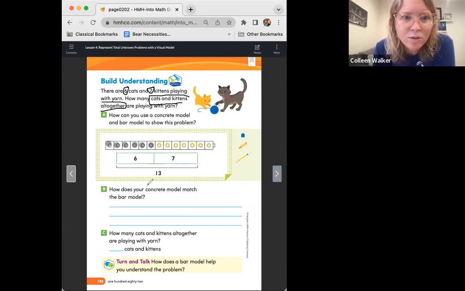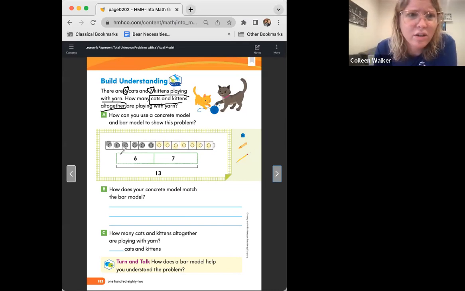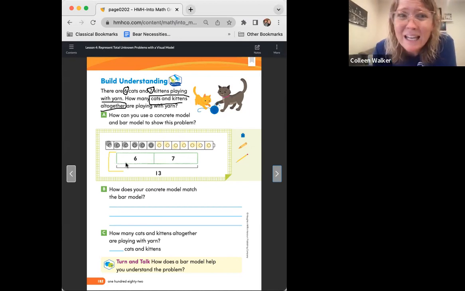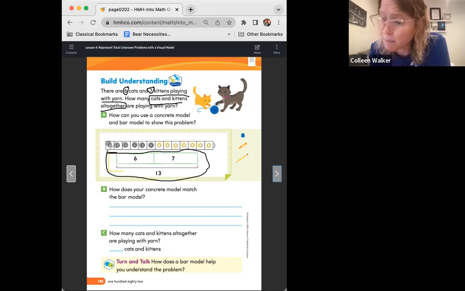It says, how does your concrete model match the bar model? First of all, boys and girls, I know we haven't seen this in our math book this year, so let's talk about it real quick. My question for you is, what do these numbers even mean in this bar model? This is called a bar model. I just circled it to show you that that's a bar model.